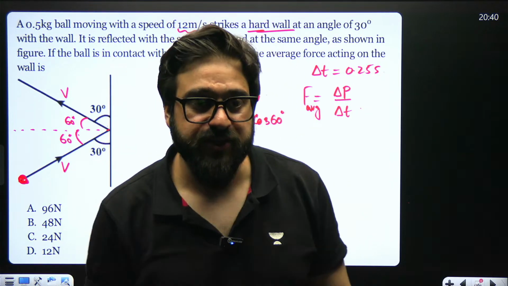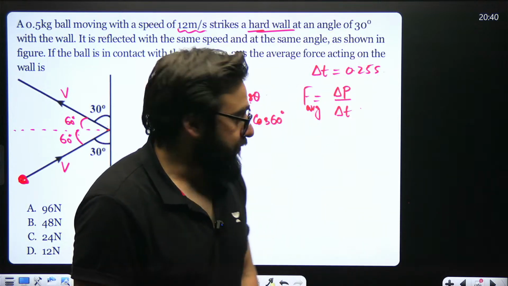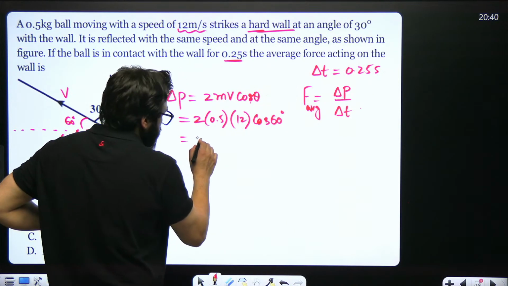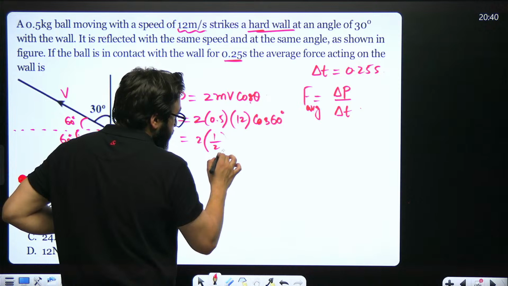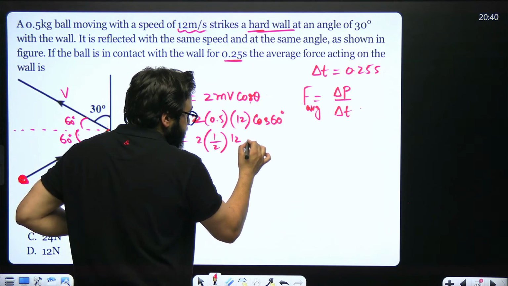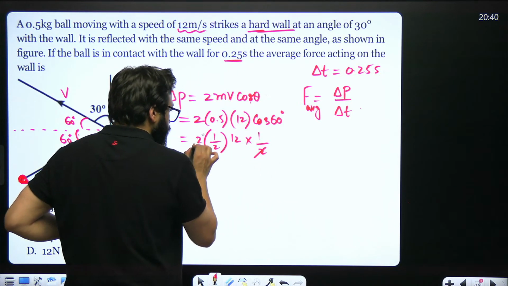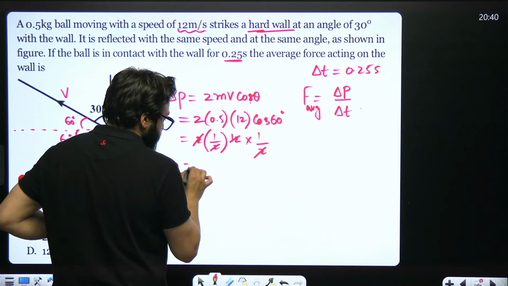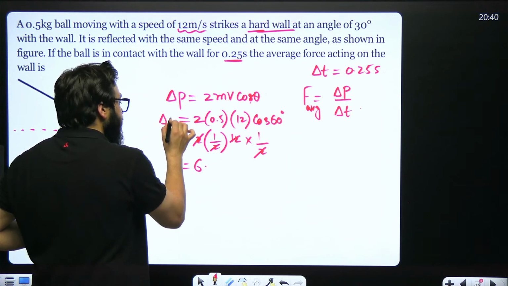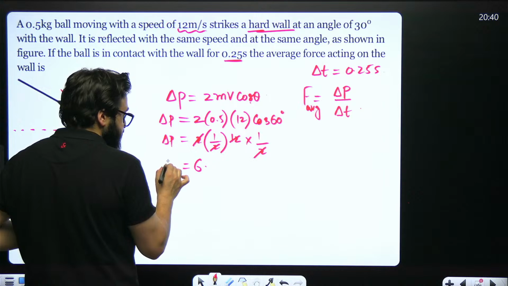2mv cos of 60 degrees. Now, 2 into 0.5 is 1 by 2, and this is 12. Cos 60 is also 1 by 2. This and 2 will cancel. 2 ones are, 2 6s are. So it will be 6. So the change in momentum in this particular case is 6.